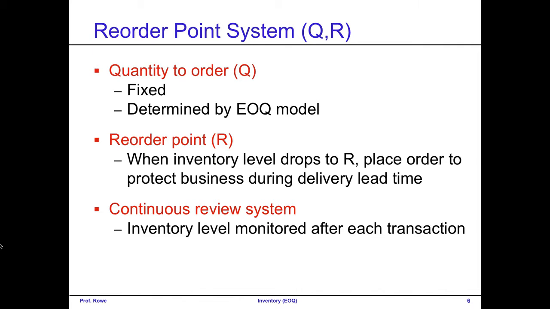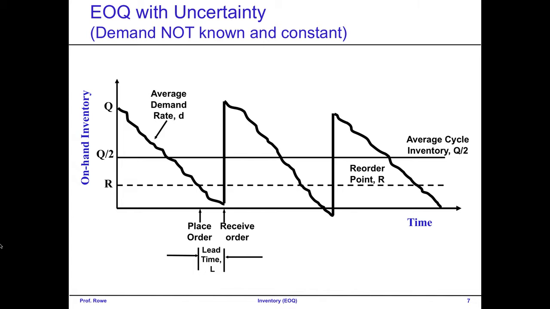As I mentioned, in this class we'll only be looking at continuous review systems and not periodic review systems, which would just require a small tweaking of the formulas, but I don't want to get into that at this point. Okay, so now I'm going to relax the assumption of known and constant demand. Now we're going to allow some variability of the demand.